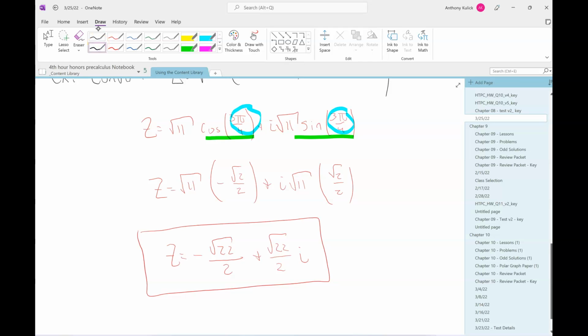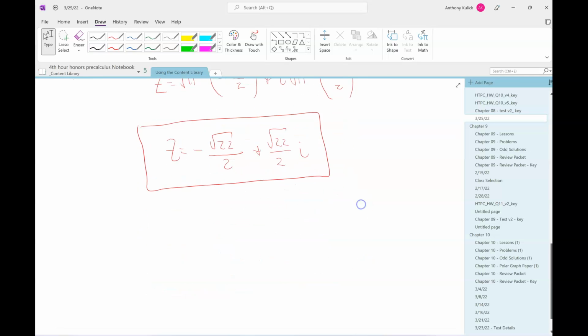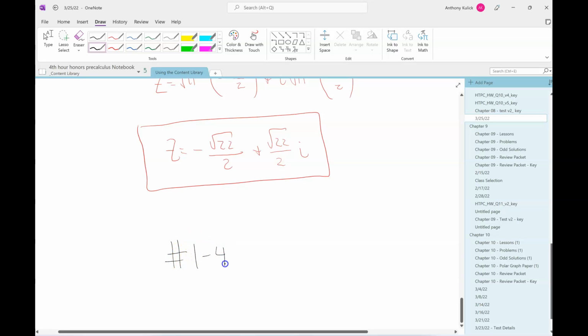So far, how do we think? Pretty easy? Okay, good. I'm going to stop here then. Yeah, what's up? What did you do to get square root 2 over 2? You just used the unit circle? Okay, just making sure.